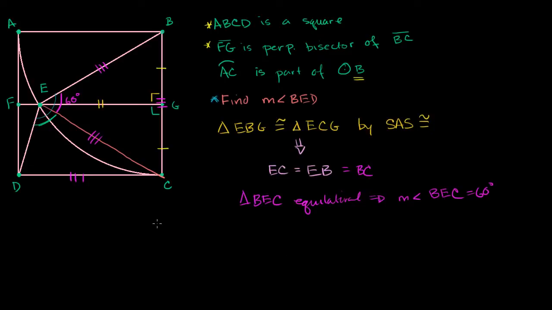So let me write this down. Because it's a square, we know that CD is equal to BC, which is equal to, and we already established, EC, which is equal to EB. But the important thing here is to realize that this and this are the same length. And the reason why that is interesting is it lets us know that this is an isosceles triangle.